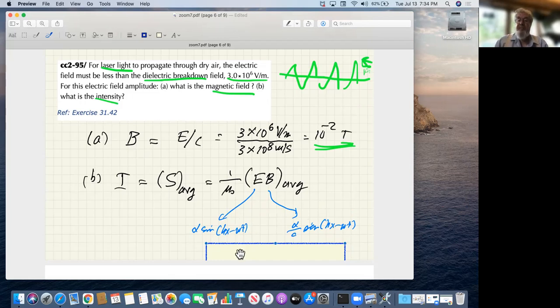So again, the average value of sine squared is a half, because sine varies between minus 1 and 1, sine squared varies between 0 and 1, and the average value is a half. So I have here 1 over mu 0, 1 half E max times B max. E max is 3 times 10 to the 6.